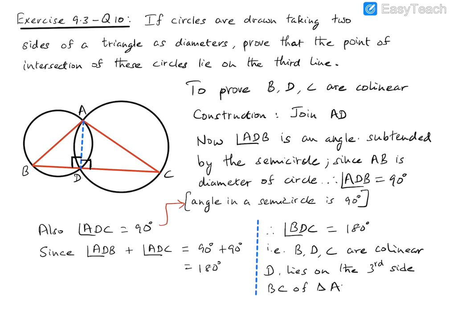of triangle ABC. Okay, so we were asked to prove that the point of intersection of the circles, that is this point of intersection, lies on the third side of the triangle ABC, and we have shown now that D is collinear with B and C, so therefore D lies on the same line BC, and BC is also the third side of the triangle ABC. So therefore the point of intersection of the circles, the point D, lies on the third side of the triangle ABC, which is what we were asked to prove, and hence this has been proved.